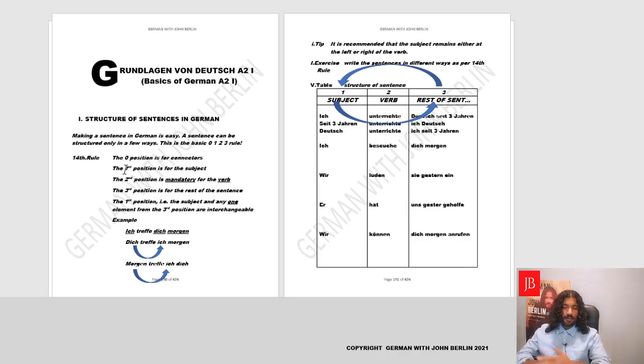Now there's a little rule also which you need to remember. The first and the third positions are interchangeable. In Deutsch, umstellbar. They can be changed. Not that you can pick up the complete rest of the sentence and switch it with the first position. What I mean is you could pick one element from the third position, switch it with the first position. What I mean, let's find out.